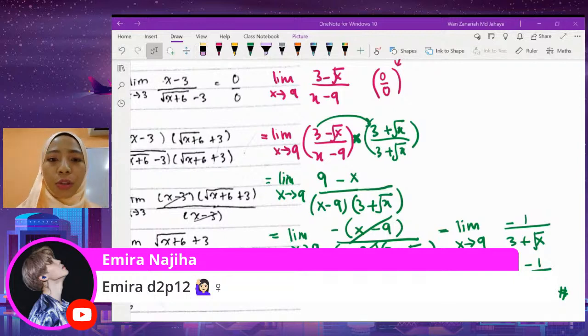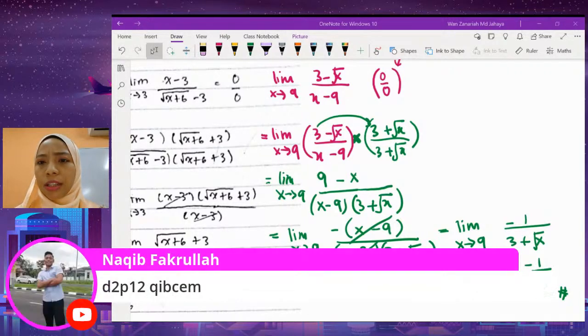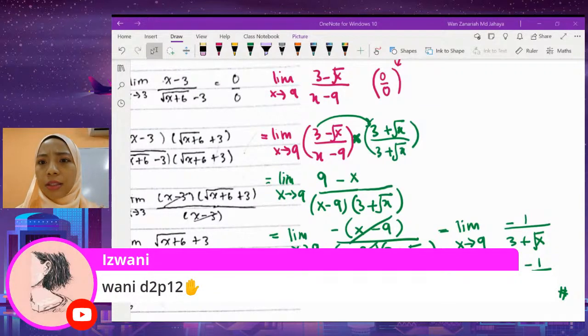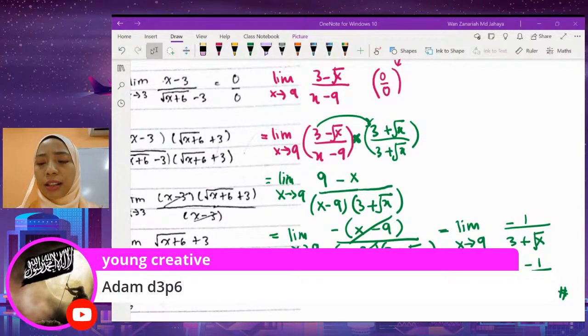Okay, while you are responding, I proceed to the next question. Please continue responding. Okay, ni sekali 3. Nazifah, Ain, Beya. Okay, please social distancing, take care, wear face mask. You do not know who is infected with COVID. I don't want my students to be infected because of lecture. Okay, Eliana, Nakib. Yes, we have Shamin, Wani, Adam tadi tertinggal.